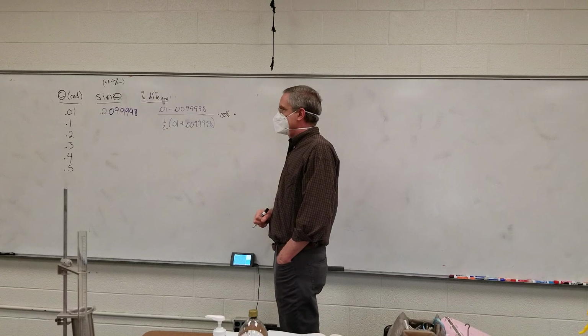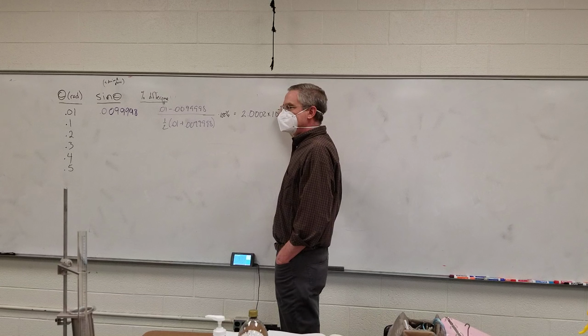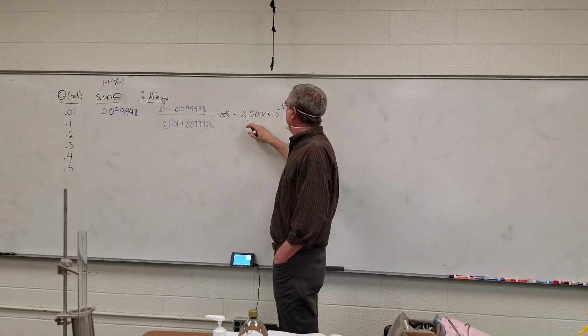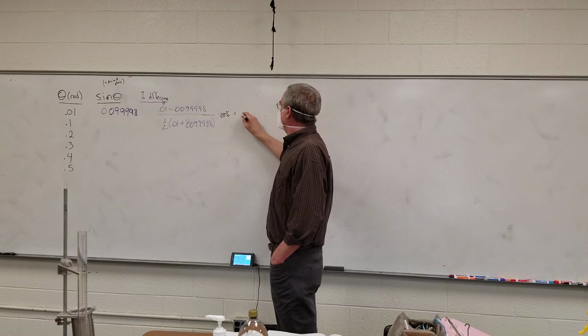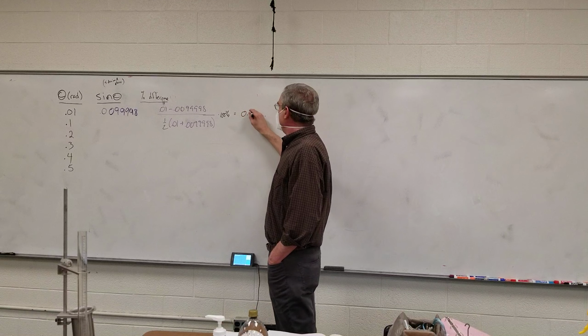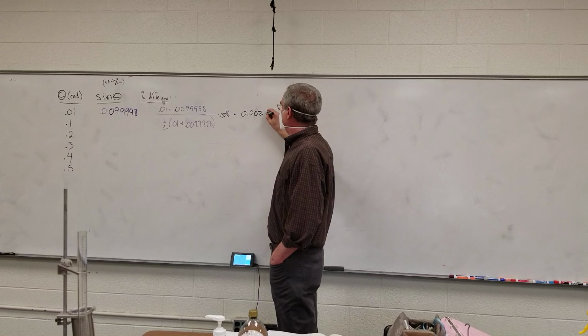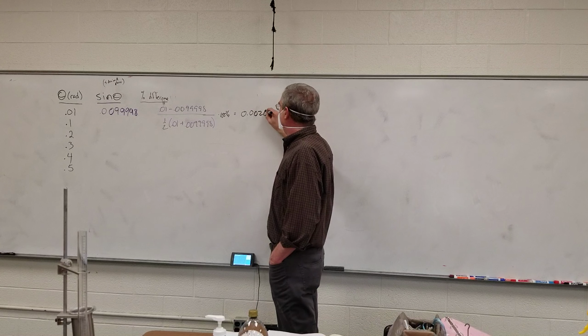It's 2.00002 times 10 to the negative 5. Oh wait, no, it's not times 10 to the negative 5. It's 0.020002%. Is there another zero in there? 0.002. 0.0002. All right, yeah, tiny.